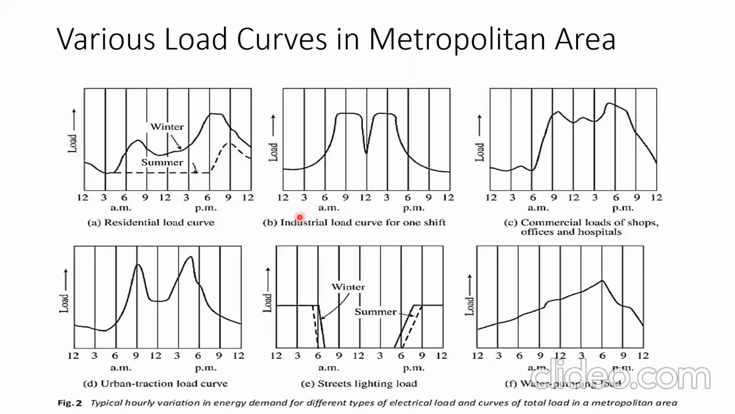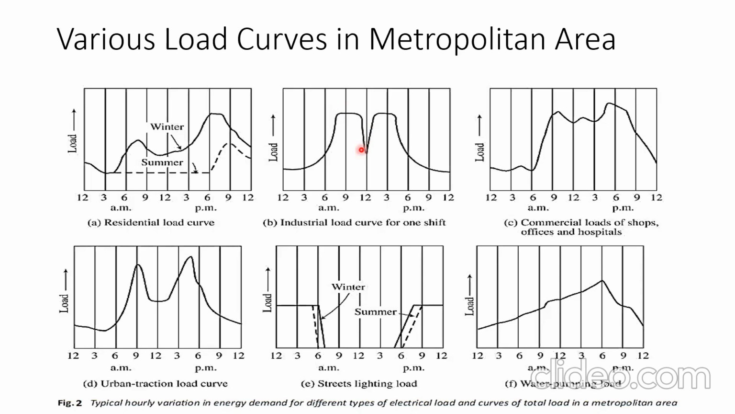The second graph is about the industrial load curve for one shift. If we consider the shift from 8 a.m. to 5 p.m., some such shifts are there. The load increases again because of the locomotives running, they are sending people to the offices, and when they reach, the industry is running. Means what? The load demand from industry is increased.